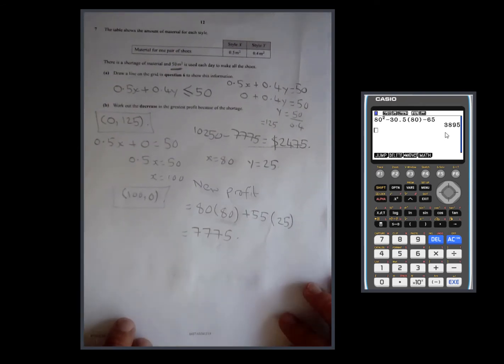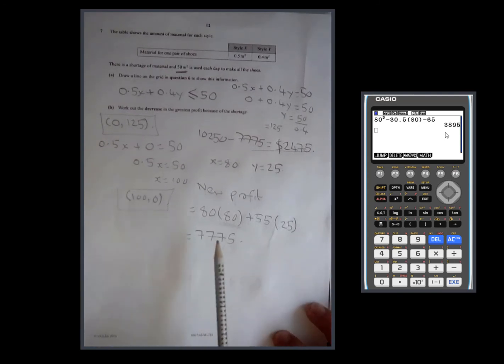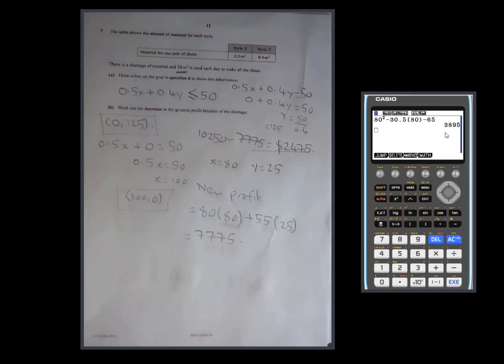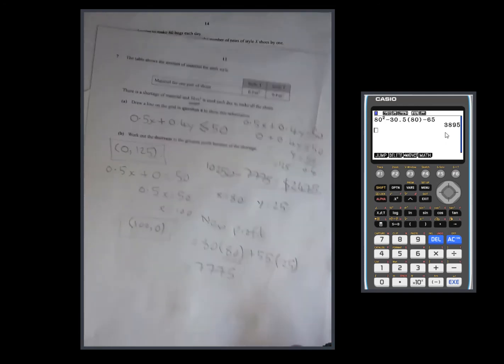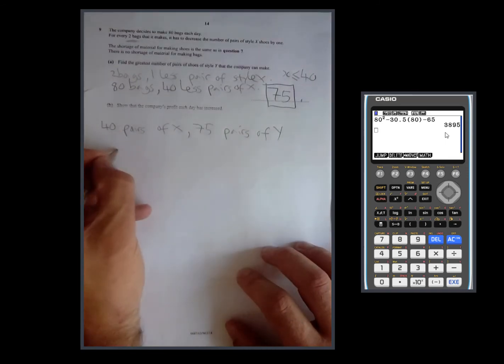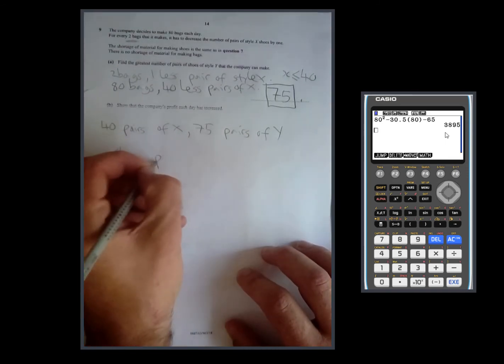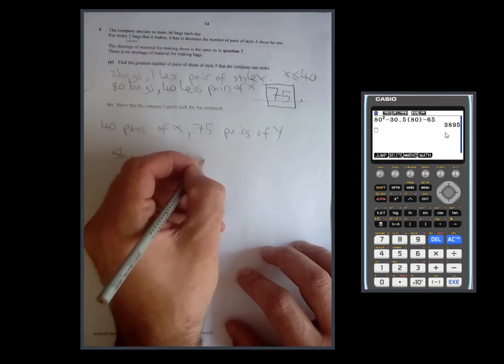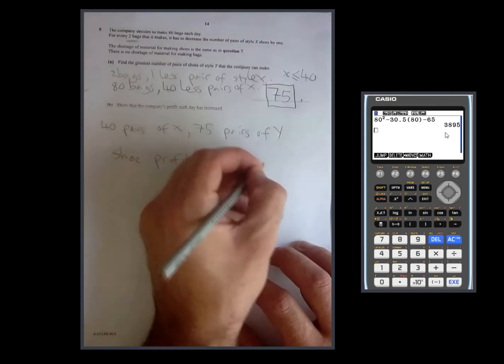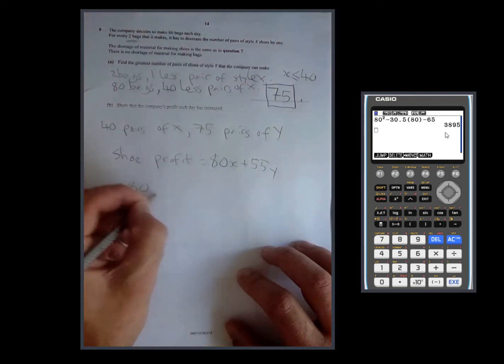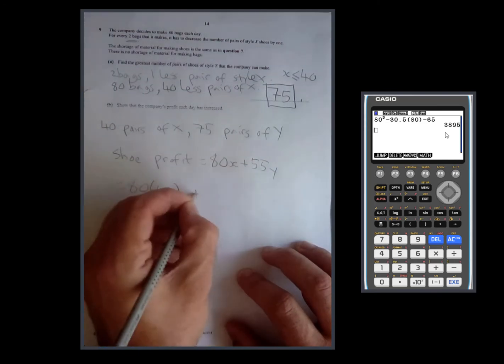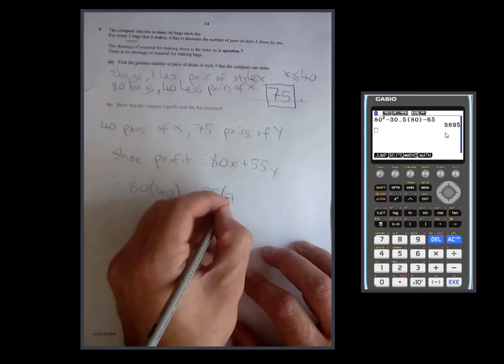So for question 7, we had 80x plus 55y. That was our profit. Actually, sorry, that was exactly the same profit expression as before. So we can still do this. It's 80x plus 55y with our new x of 40 and y is 75. So shoe profit equals 80x plus 55y equals 80 times 40 plus 55 times 75.